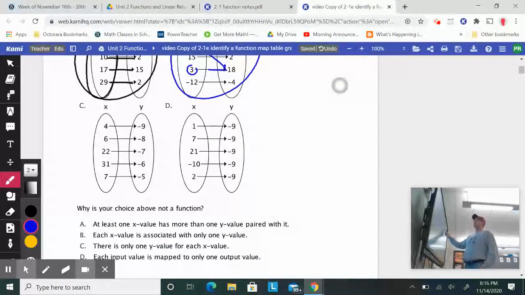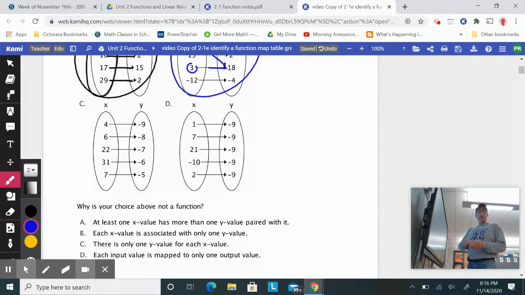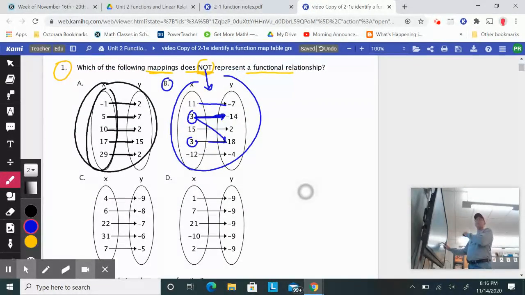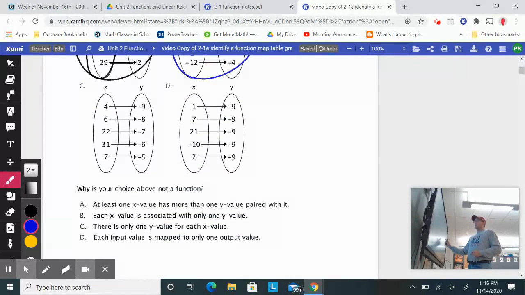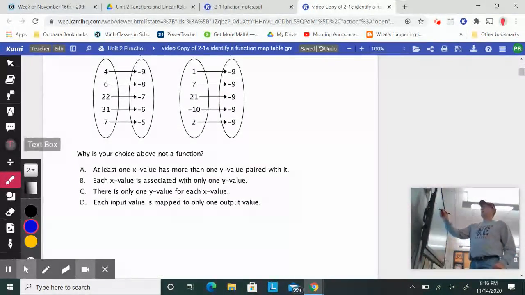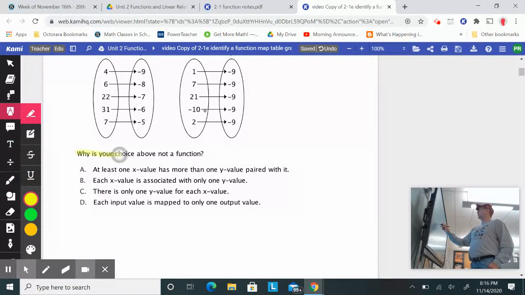If you looked at C and D, every input goes to exactly one output. So number one, when it asks which one is not a function, it would have been mapping B. Then it asks you a question, why? It says, why is your choice above not a function? A says at least one X value has more than one Y value paired to it. It's exactly what we saw. One X value has more than one Y. That can't be a function. One X, one Y, that is a function.